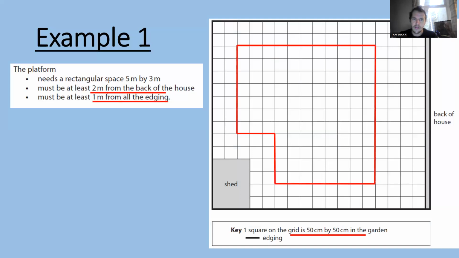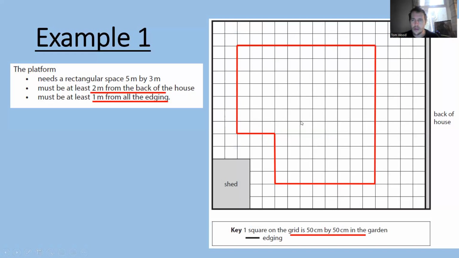I'm then going to do the exact same for the 1 meter from all the edging. 1 meter in this case is 2 squares. So I'm just going to draw around everywhere that is 2 squares away. What that then tells me is that the rectangular object that I have to plot in here will have to go in this space. It can't go anywhere else.